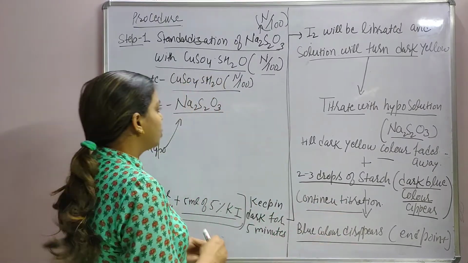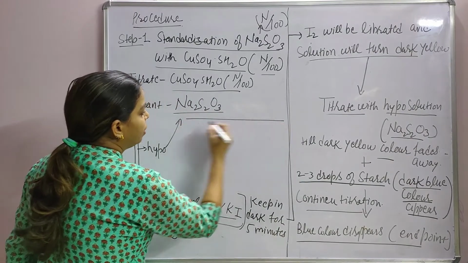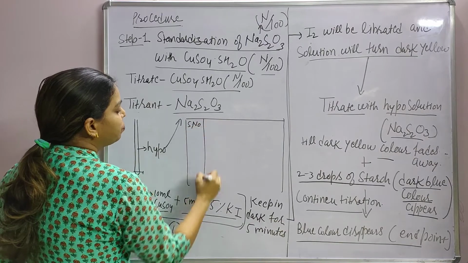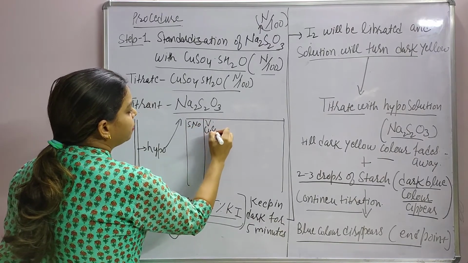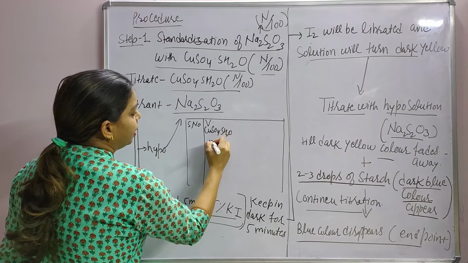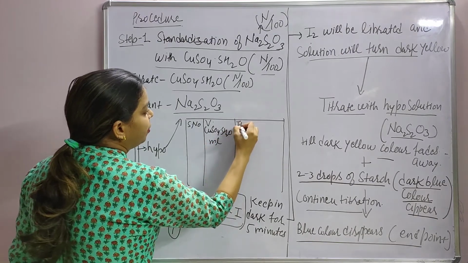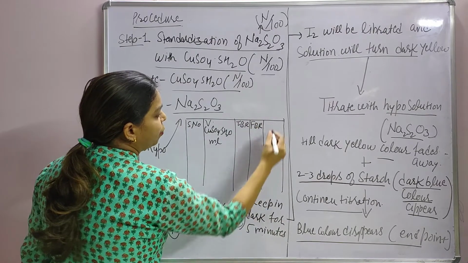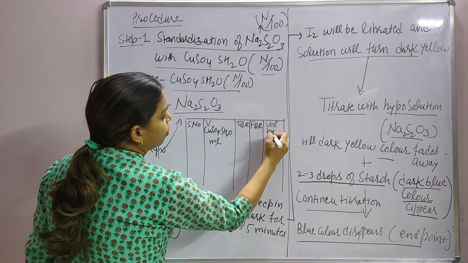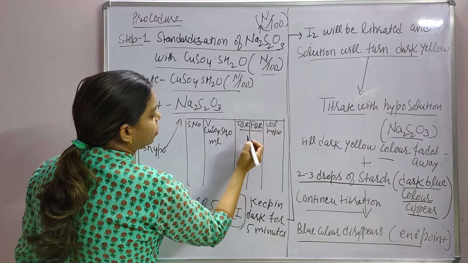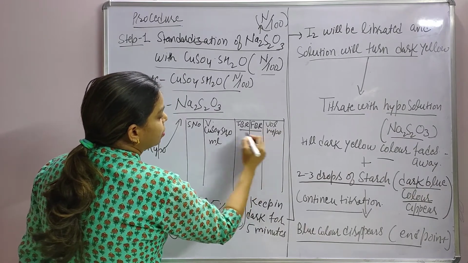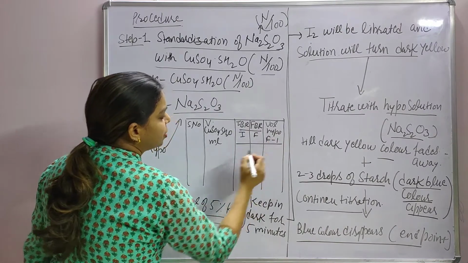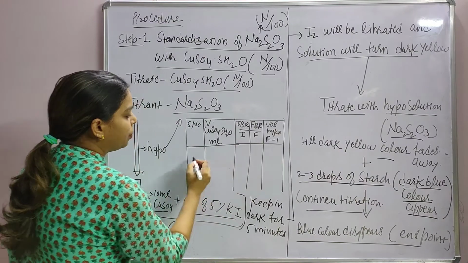For this we will make a table, as we do in every titration. You will have serial number, volume of copper sulfate in ml, initial burette reading and final burette reading, and here you will have the volume of hypo from these two. So we will do final minus initial, and this will correspond to the volume of hypo used.